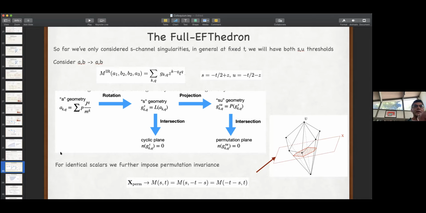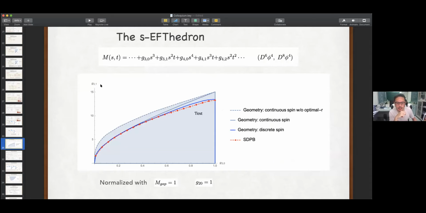Well, first of all, you see that I'm bounding G, for example G31 and G30. Actually, this is a normalization where G20 is normalized to 1. So really what I'm bounding is the ratio of these couplings.